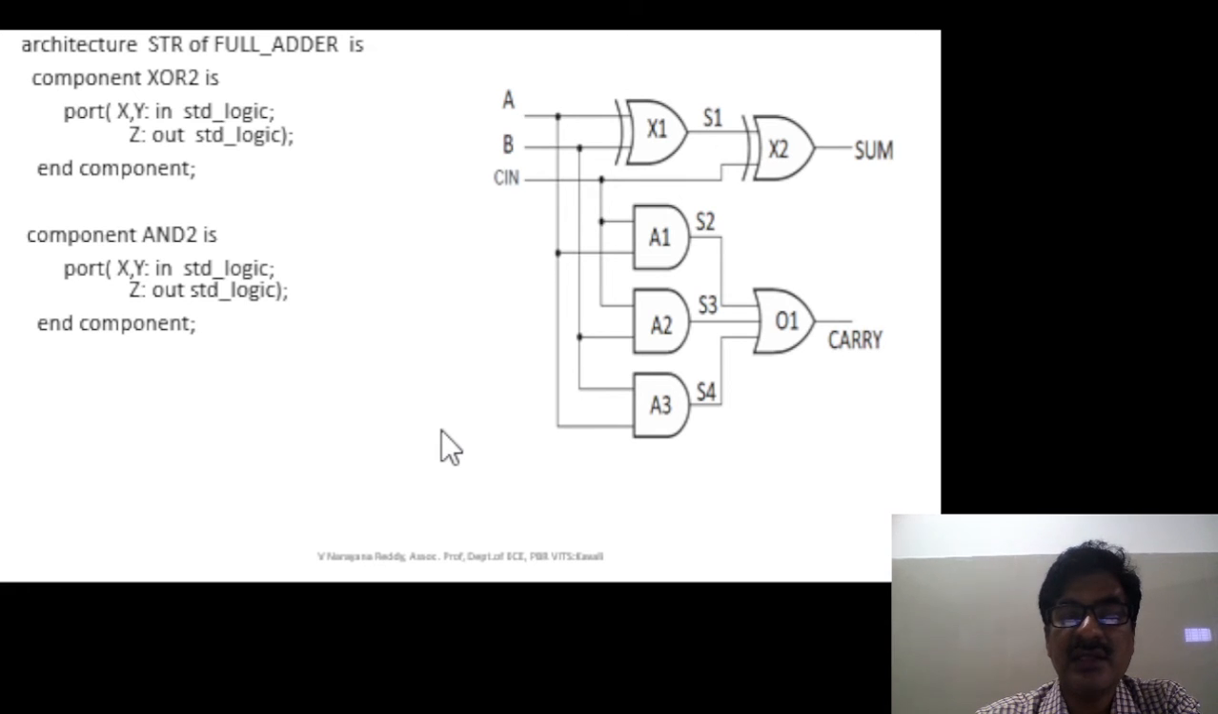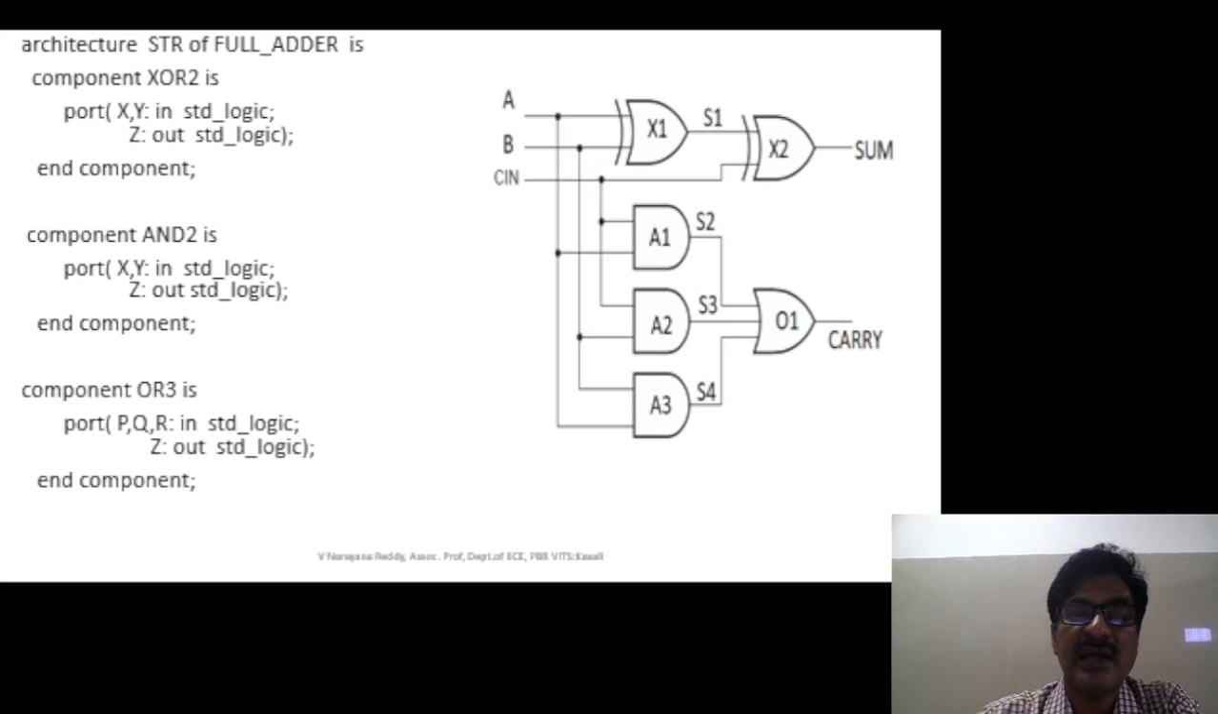Now coming to the component declaration for the OR gate, because it is a 3 input OR gate. In the port, 3 signals have to be declared in input mode, and one is the output. So P, Q, R are the inputs to the 3 input OR gate, and Z is the output.